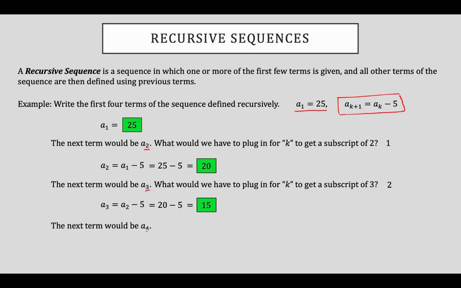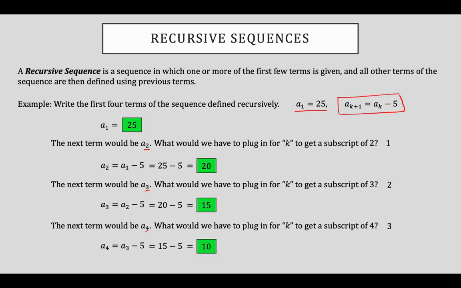And the next term would be a subscript 4. We need to ask ourselves, what would we plug in for k to get a subscript of 4? To get a subscript of 4, we would have to plug in 3 for k. If I plug in 3 for this k, I have to plug in 3 for this k. That tells me a sub 4 is equal to a sub 3 minus 5. A3 is the previous term, 15. 15 minus 5 gives us 10.